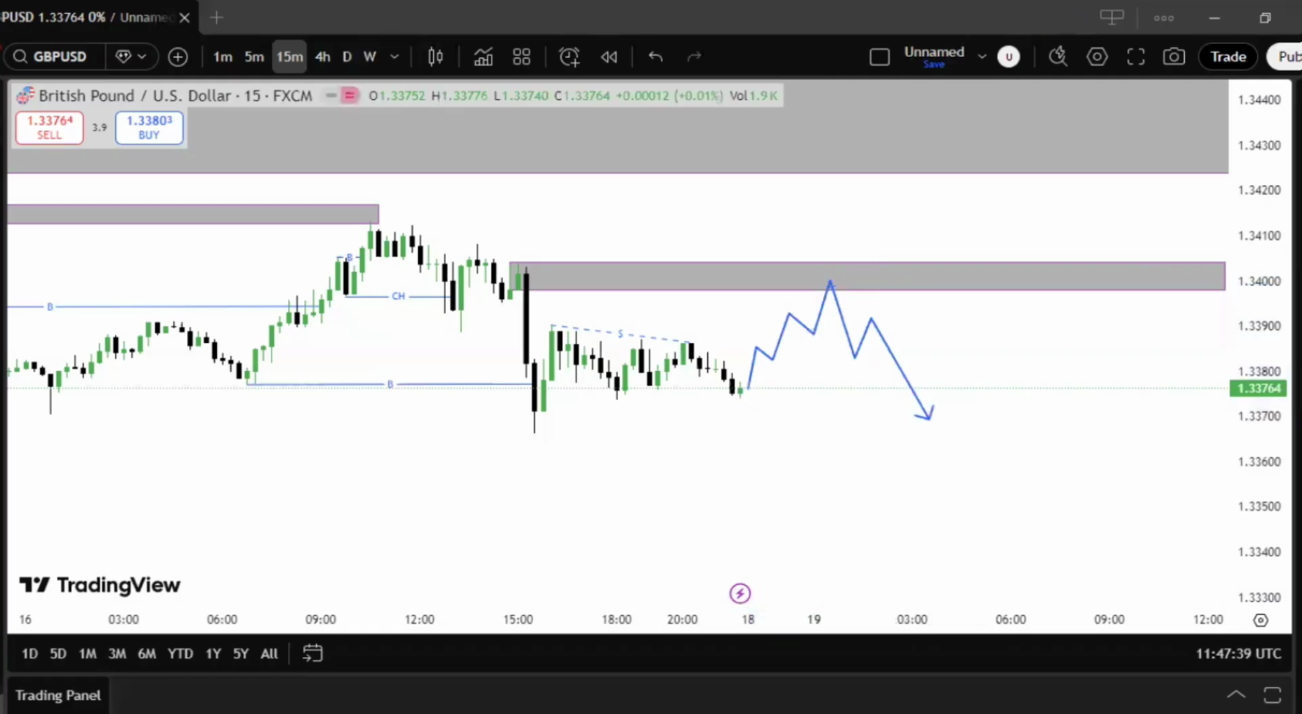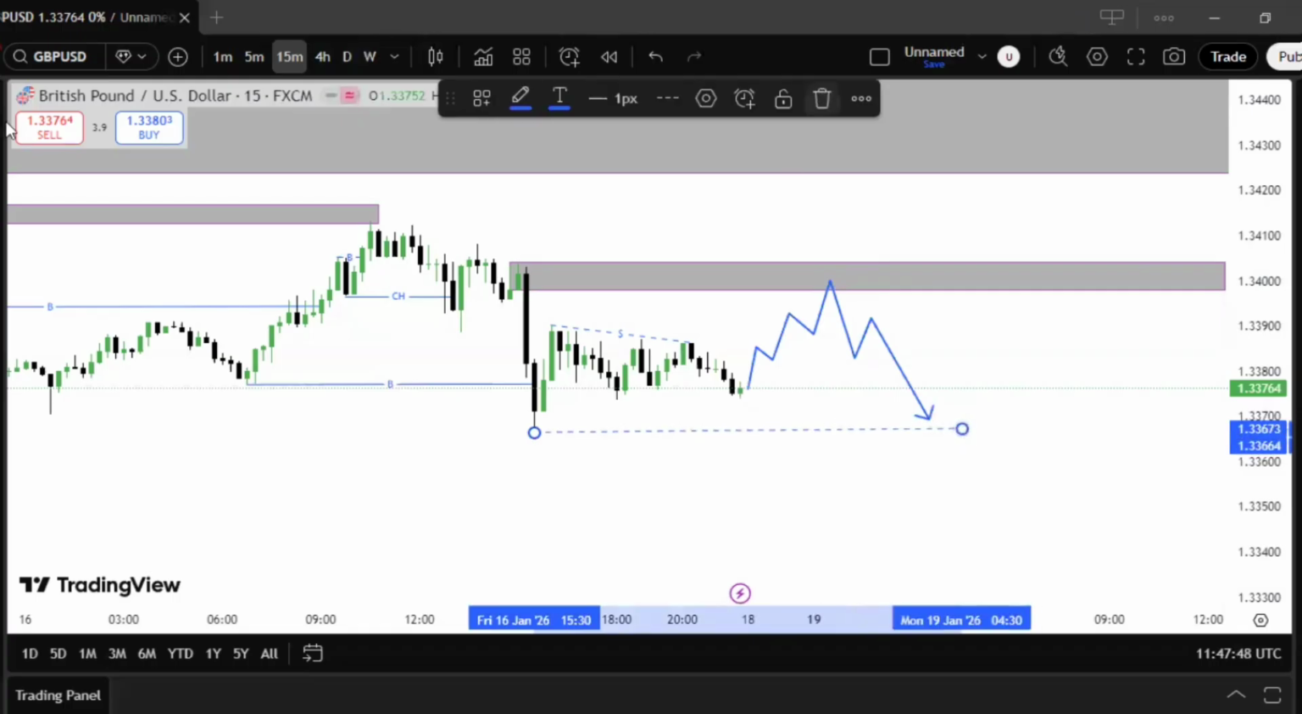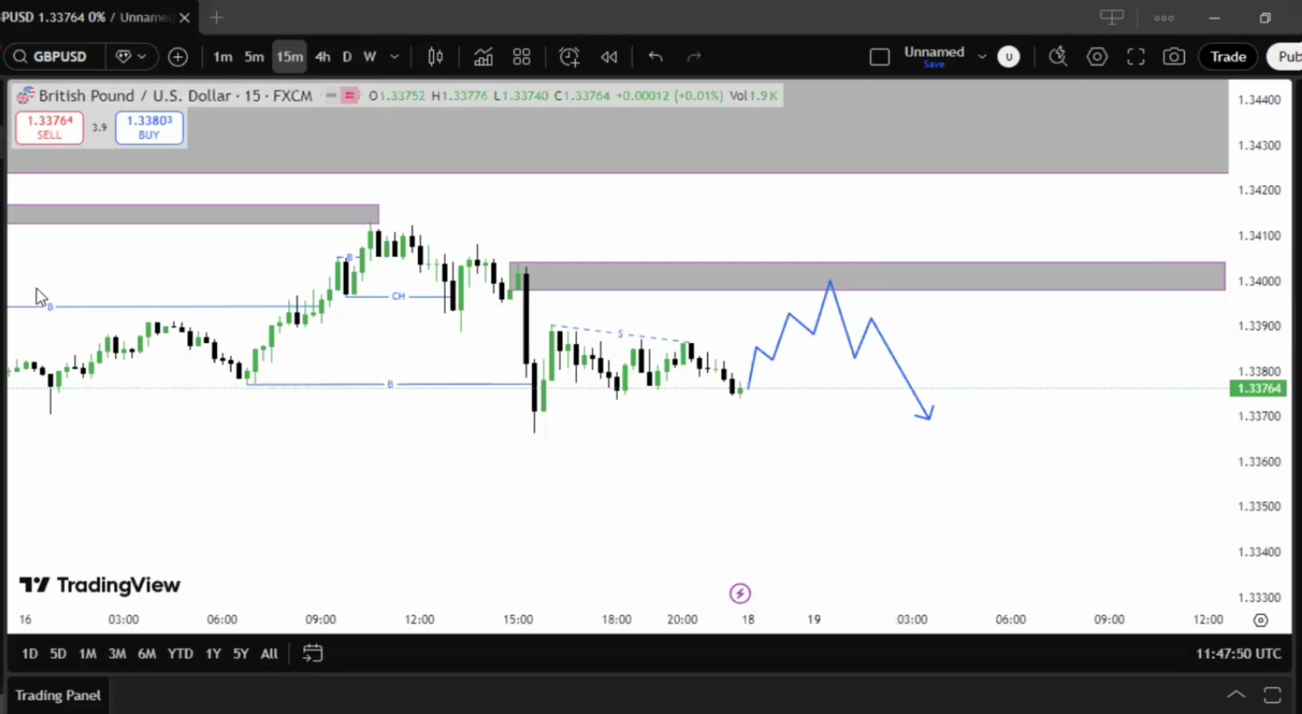First target, it will be what? This low point here. The first target, we can target this low point here. This low point can be our first target. So now let me just put my horizontal ray so that it will make sense. This target here will be my first target.